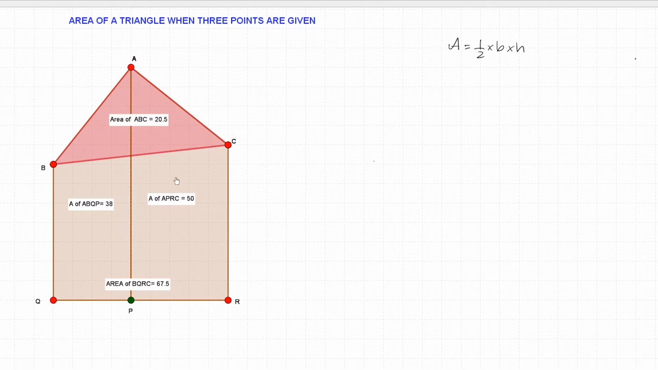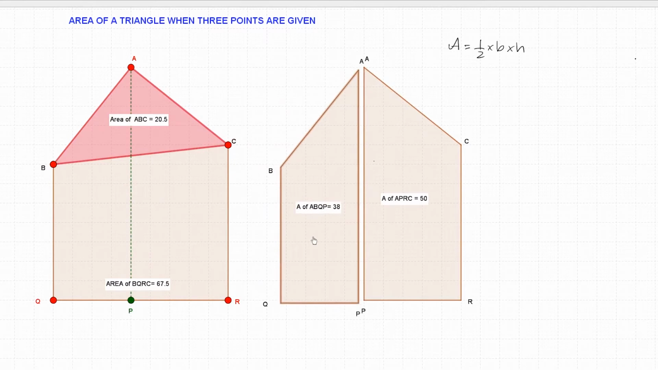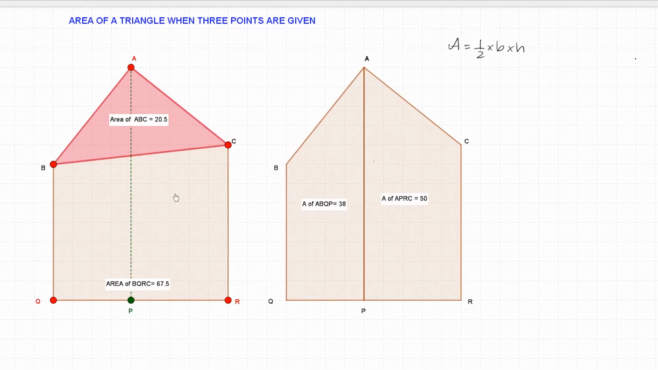Now let me do one thing. Let me break the whole area given to you into A, B, Q, R, and C. I can just make it like this. I can move this guy here, and I can move this guy here. So what's happening? This figure and this figure are the same. It means the area of this guy and this guy is exactly the same.